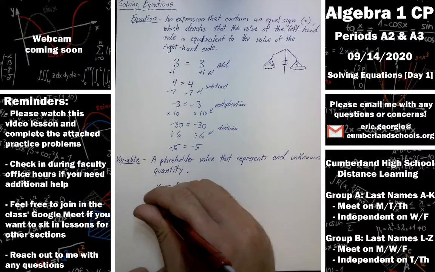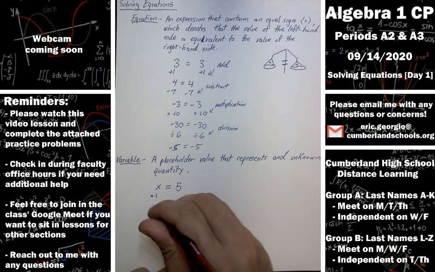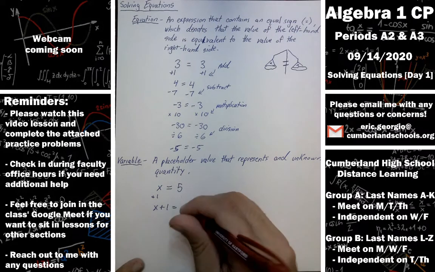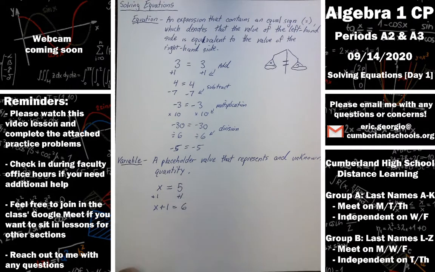If I add 1 to this side, I'd come up with x plus 1, but x plus 1 would no longer be equal to 5. Think about it. If this x has a value of 5, then that means x plus 1 would have a value of 6. So we have to add 1 to both sides to preserve that equality. Does that make sense?